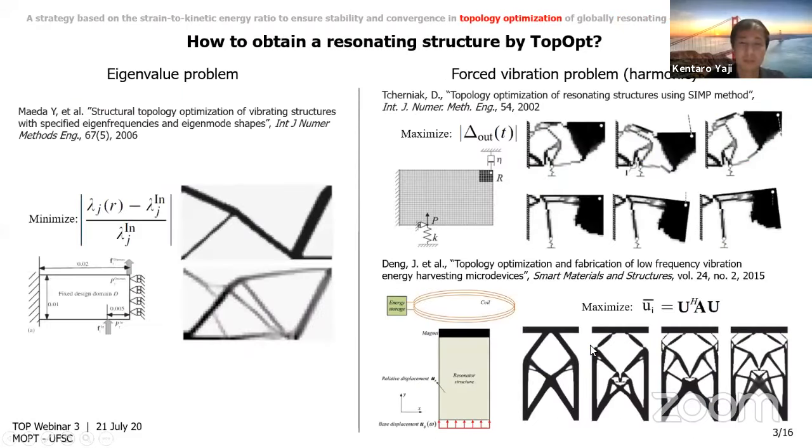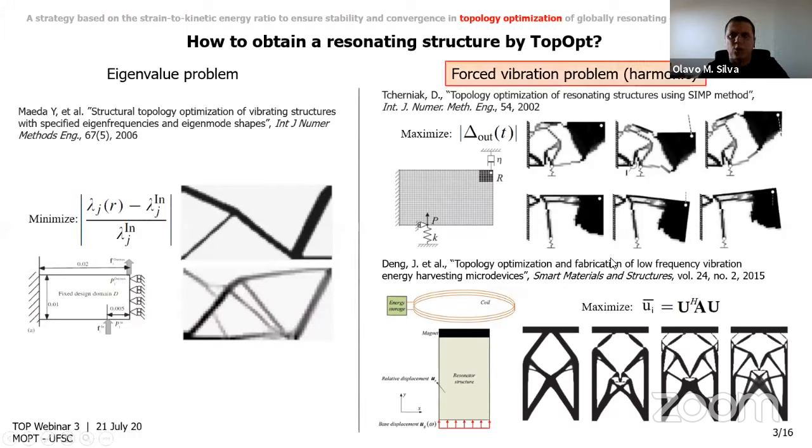And how to obtain a resonating structure by topology optimization? We can find two main groups of methods: methods based on eigenvalue problems and methods based on the forced vibration response of structures. In both methods, the authors report some difficulties in reaching the desired resonance frequencies. In the present work, we choose to use the approach based on forced vibration problems.